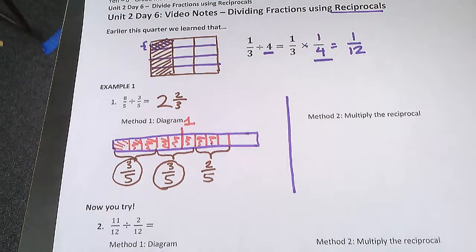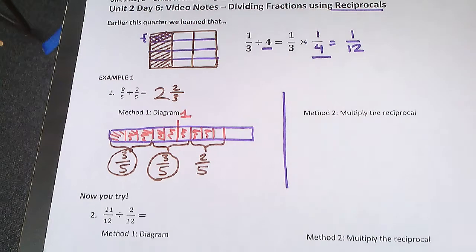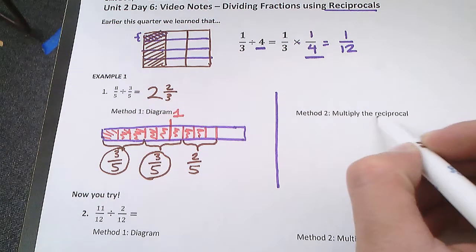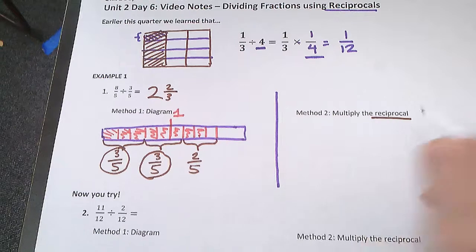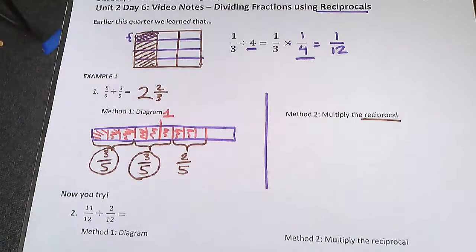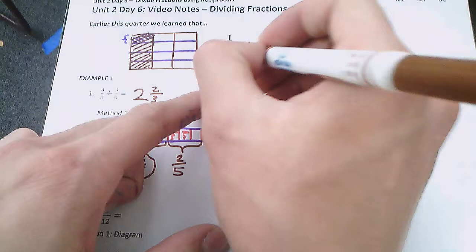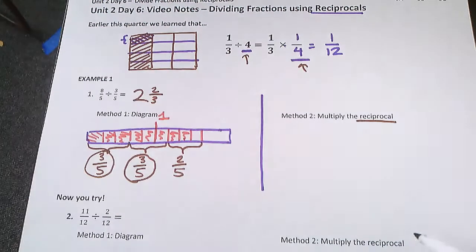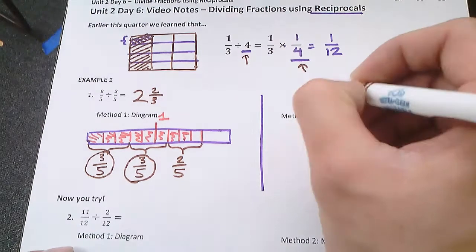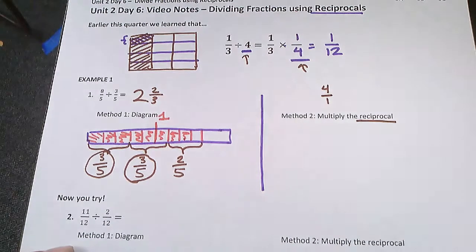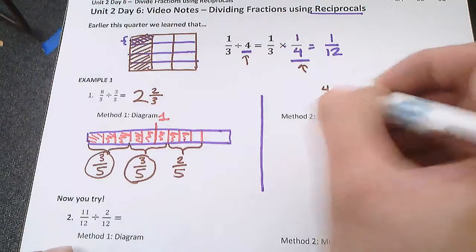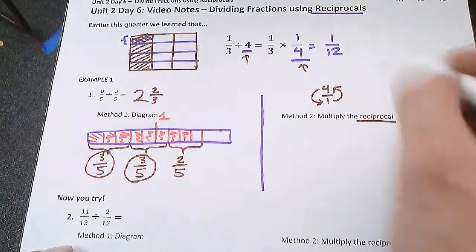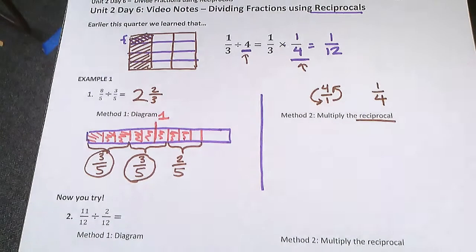And now let's try method 2 so that we can level up. We're going to multiply by the reciprocal. Go ahead and underline this word right here, reciprocal. And a reciprocal is what we did up here, where we turned 4 into 1/4. So if 4 is the same thing as 4/1, the reciprocal is where we just switch the numerator and the denominator, and that's why 4/1 became 1/4.